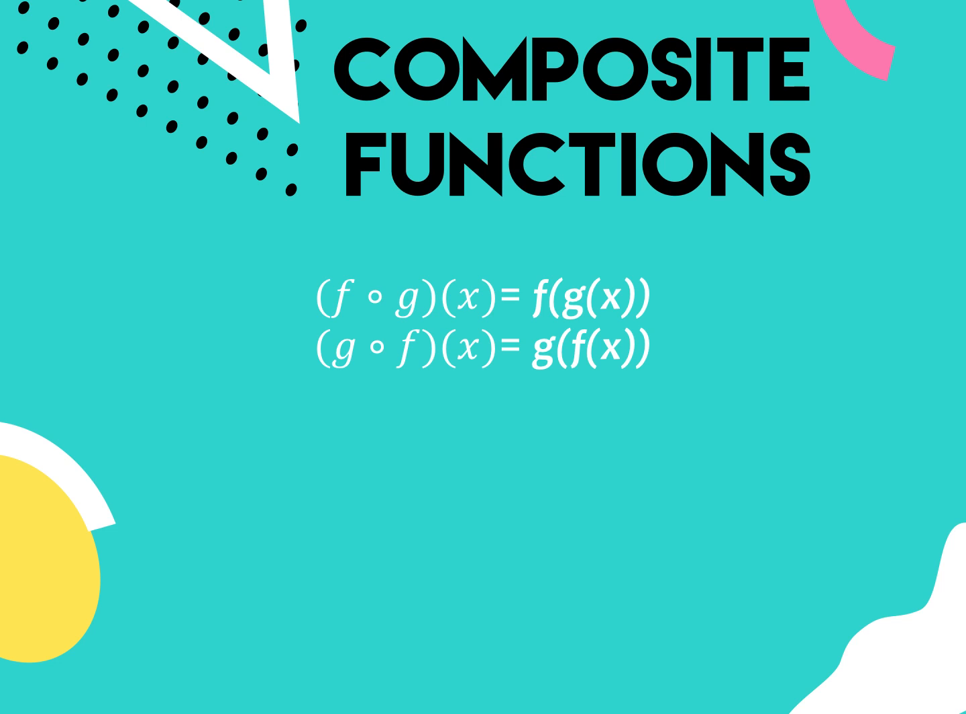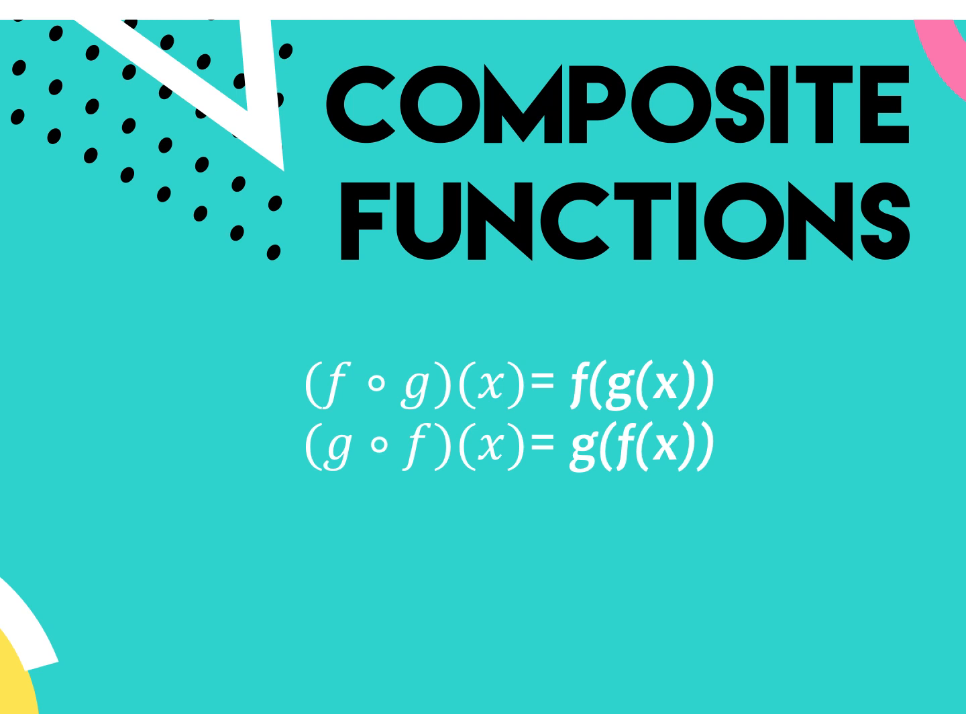So these are composite functions. And notice the little circle here. This is not a multiplication. When you see f with the little circle, g, and then x, this is read as f composed with g. So you're going to take the whole g of x function and plug it in for x into the f of x function. And the bottom one is g composed with f, where you take the f of x function and plug it into the g of x function for x. So let's try it.